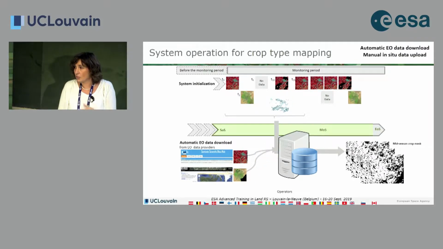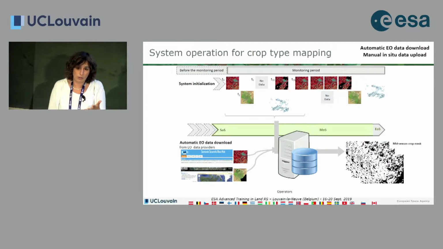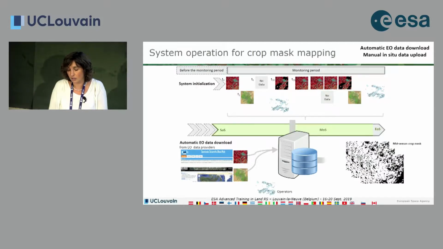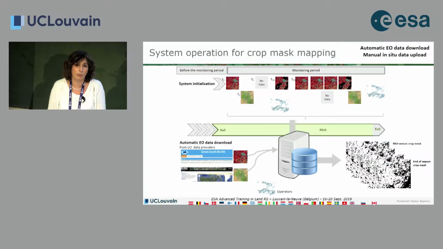If you have the chance to do 2 field campaigns during the year, which is optimum but sometimes or often not realistic, you will upload your second field data set, and then you will get the crop mask at the end of the season that will use this second field data.